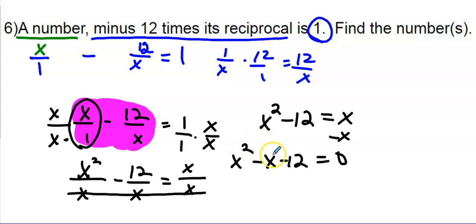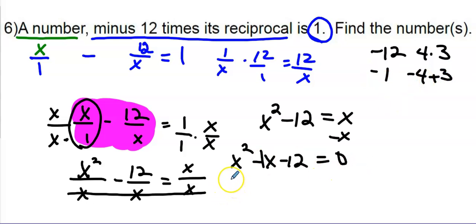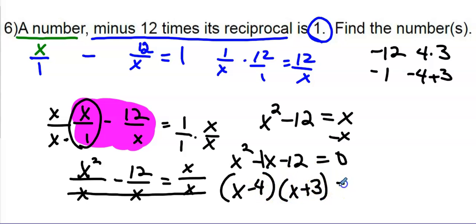So let's see, x squared minus x minus 12. I have a negative 12, and this is a 1, a negative 1. I know I'm going to use 4 and 3. I need to get -1: -4 plus 3 is -1. So my factors are x minus 4 and x plus 3 equals 0.